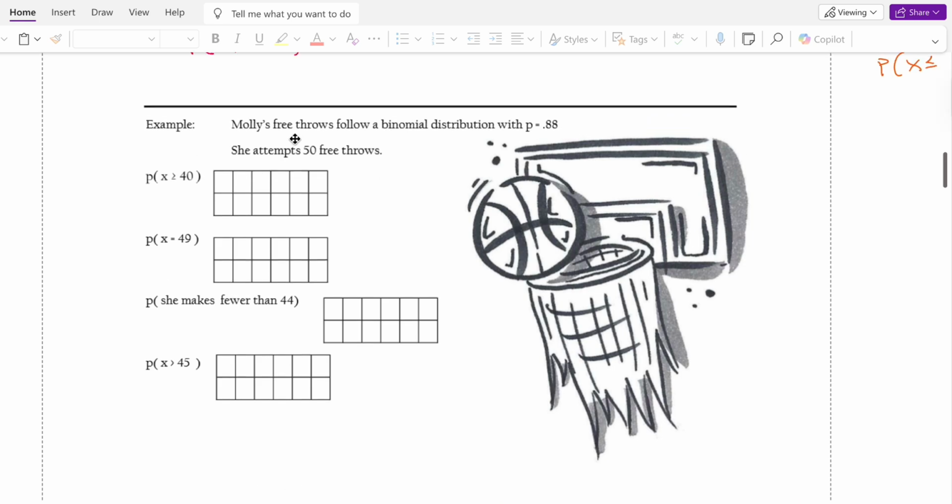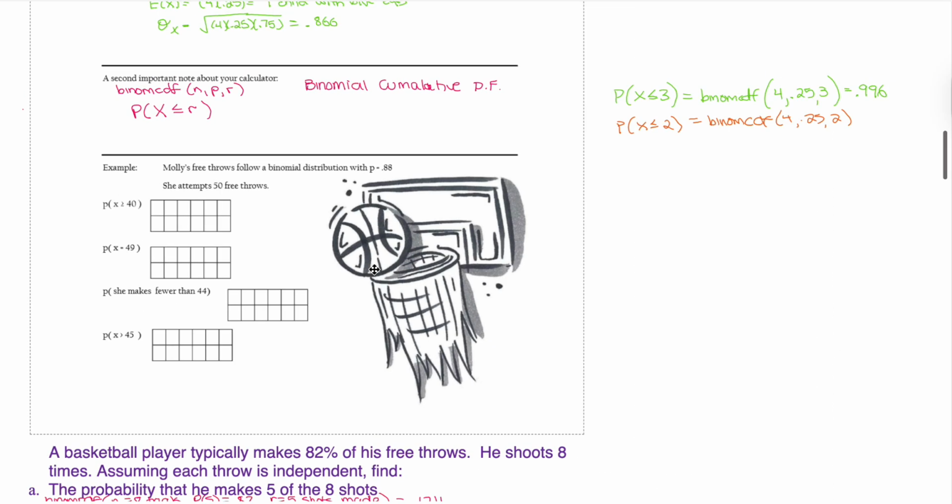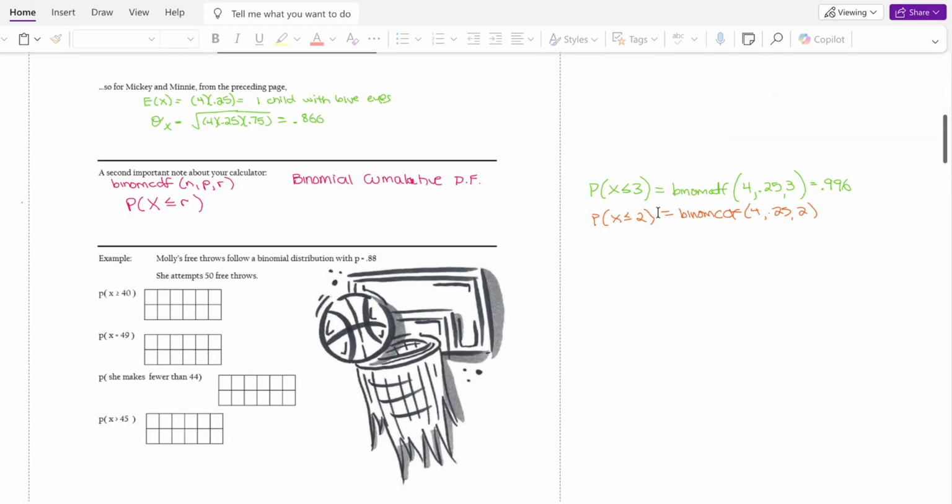Okay. This is another example. So Molly's free throws follow a binomial distribution with probability equal to 0.88. She attempts 50 free throws. And those are some probabilities that you can feel free to do on your calculator just for more practice.